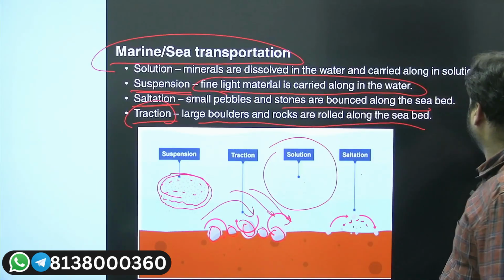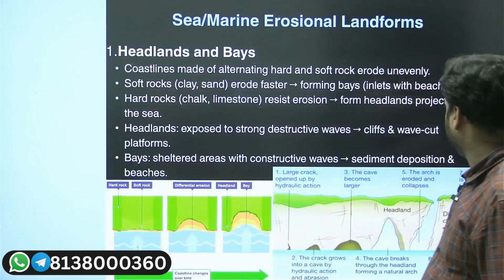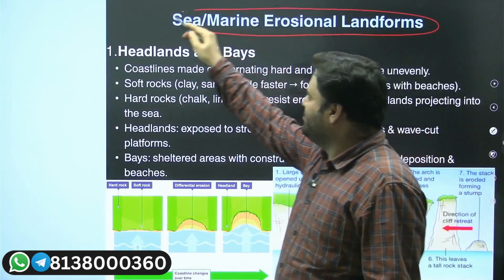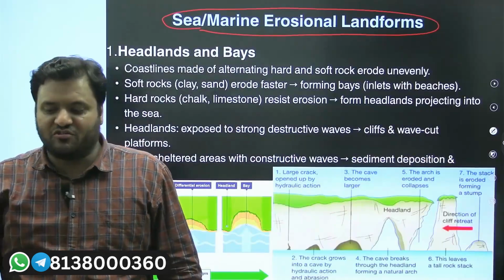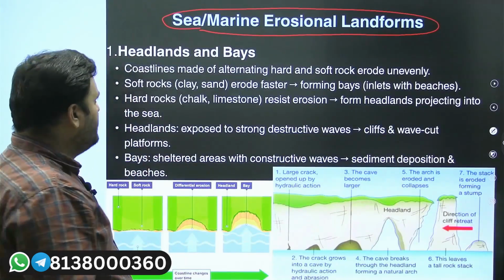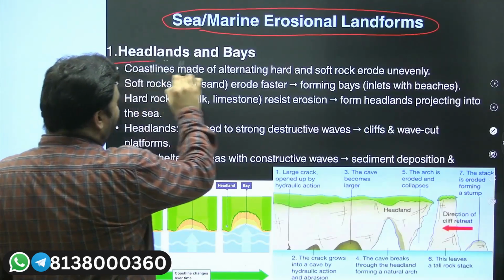Moving ahead, the marine or erosional landforms. Let's see first of all the sea erosional landforms, and how they are going to be formed. So we have headlands and bays.